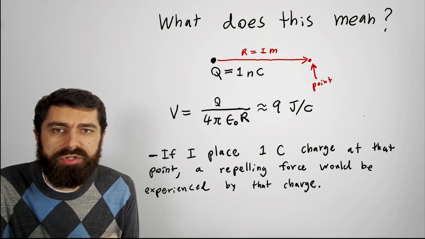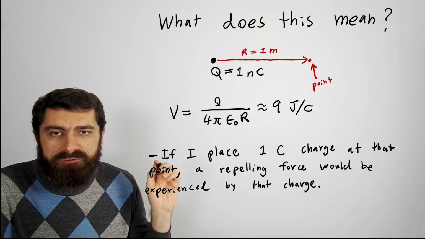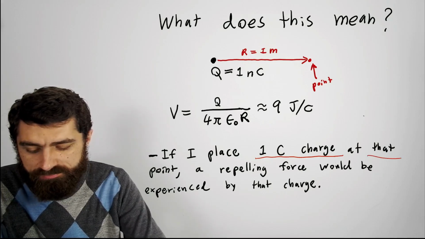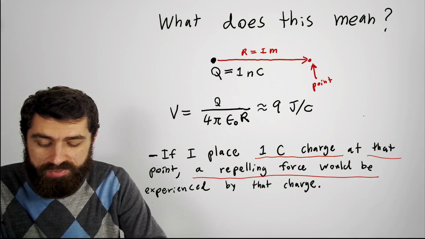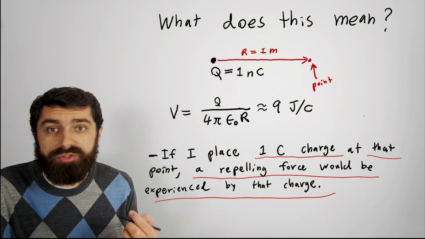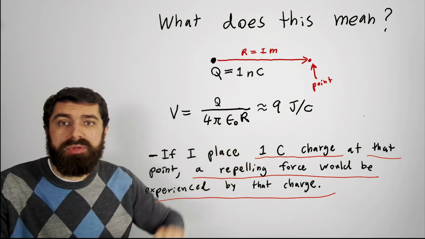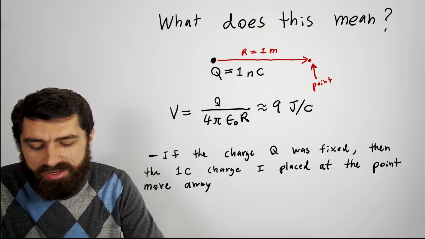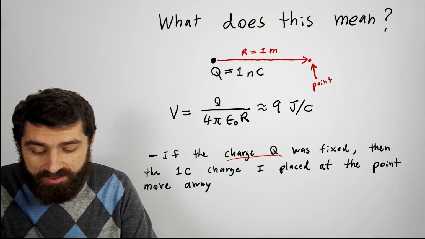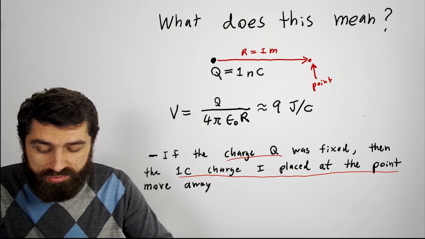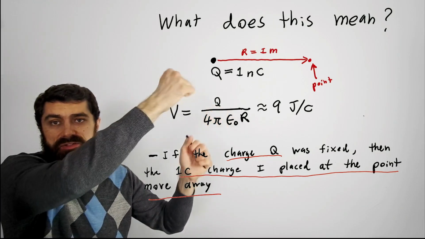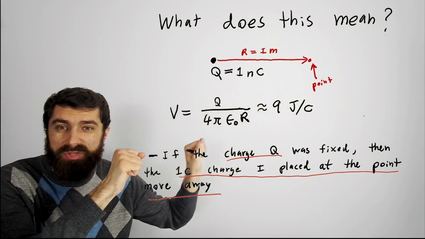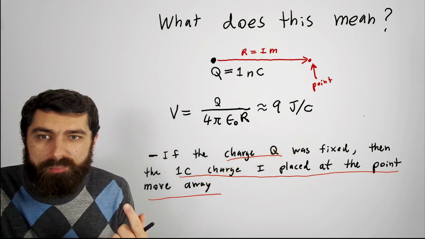So first, I want you to observe that if I place a 1 coulomb charge at that point, a repelling force would be experienced by that charge, because you have both positive charges. The second point I want to make is that if the charge Q was fixed, anchored, then this 1 coulomb charge I put there will experience a force, and if it's free to move, it will go this way because it is being repelled.